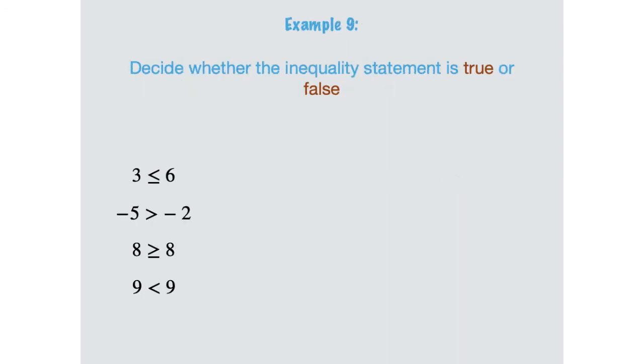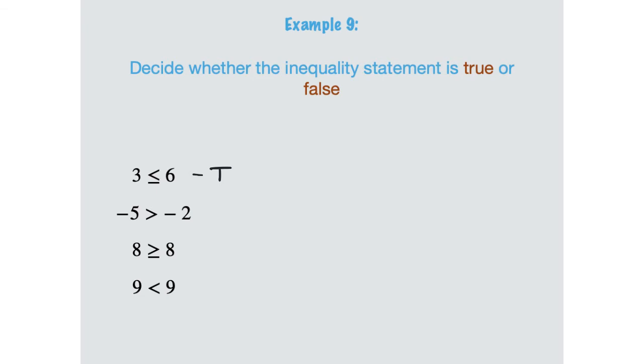Let's decide whether these are true so we make sure we understand how to read an inequality. This is saying 3 is less than or equal to 6. If 3 is less than or equal to 6, that is certainly true. Next one, -5 is greater than -2. Some people mess this one up. This is false, even though 5 is greater than 2, -5 is not greater than -2.